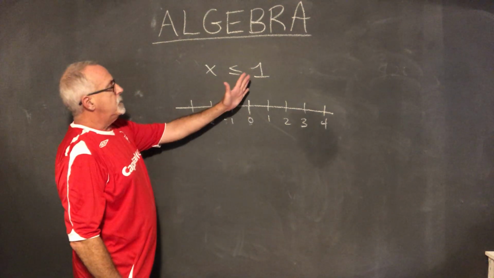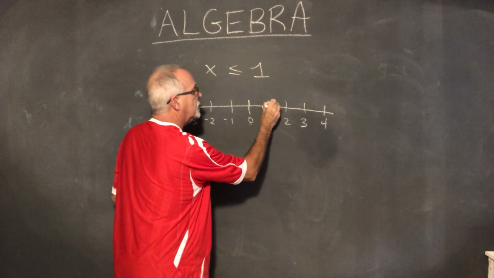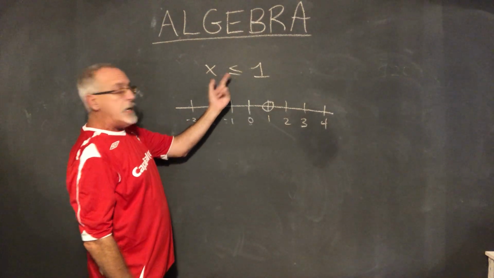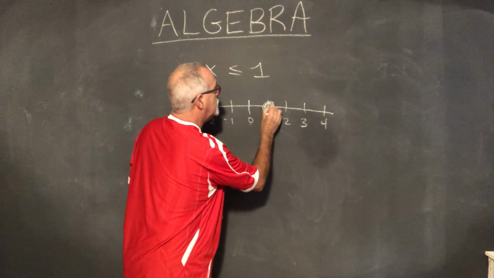Show my 0. Okay, 1 is my number. I put a circle on there. Am I filling in the circle? It's less than or equal to, so yes, I am filling in the circle.